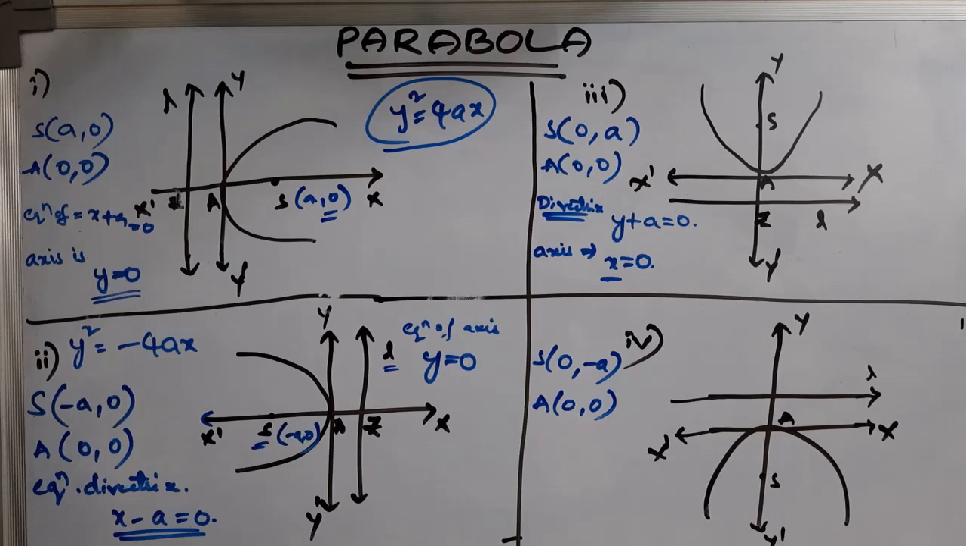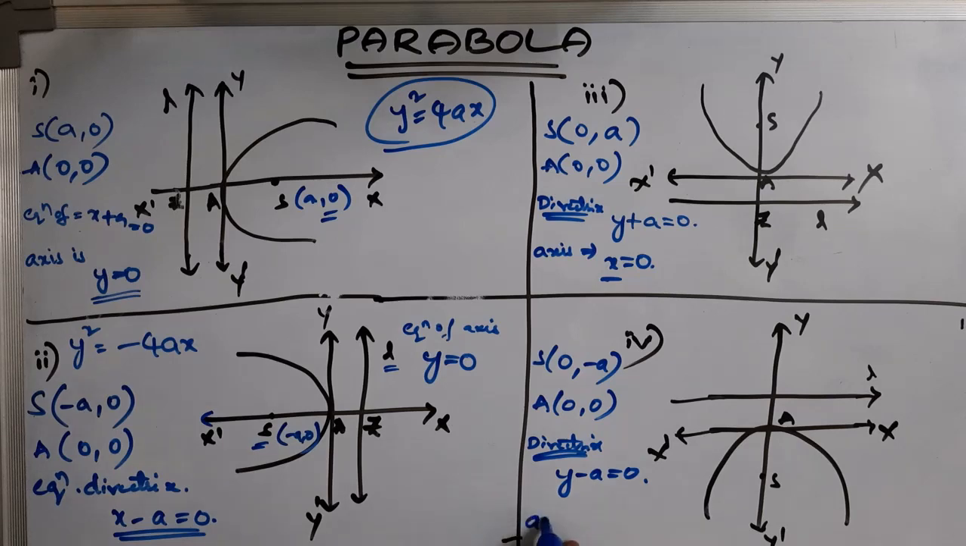0 comma 0. And equation of directrix. The directrix equation is, here the parabola lies on the y-axis and the value of a is minus a, so y minus a is equals to 0.